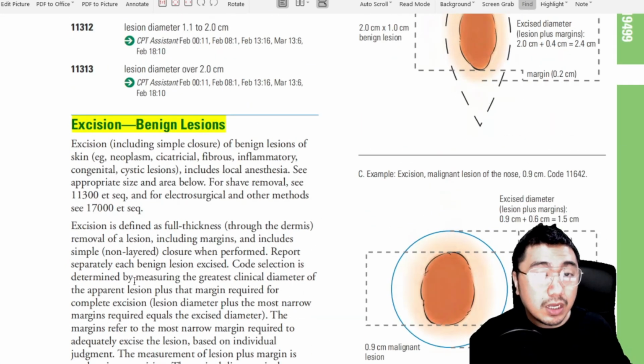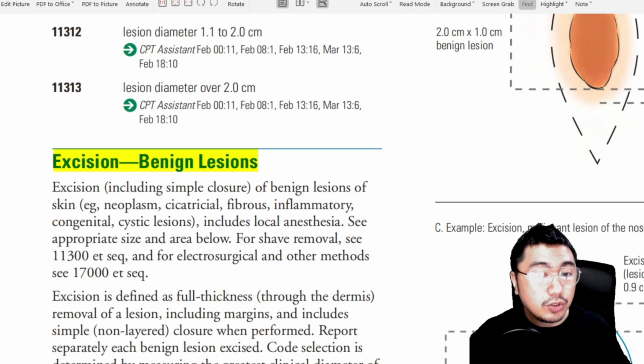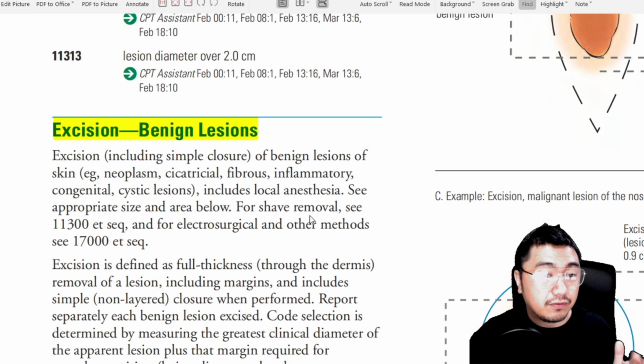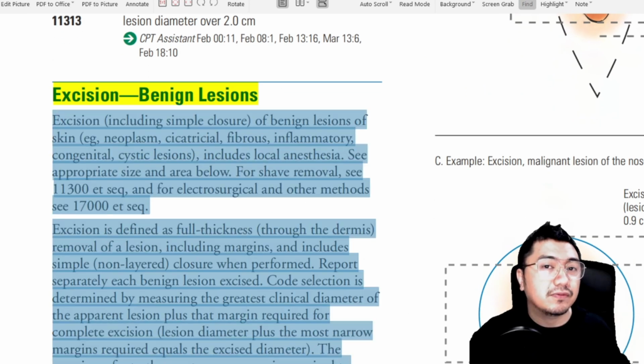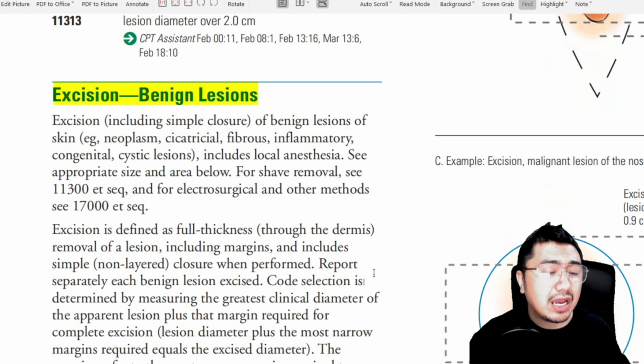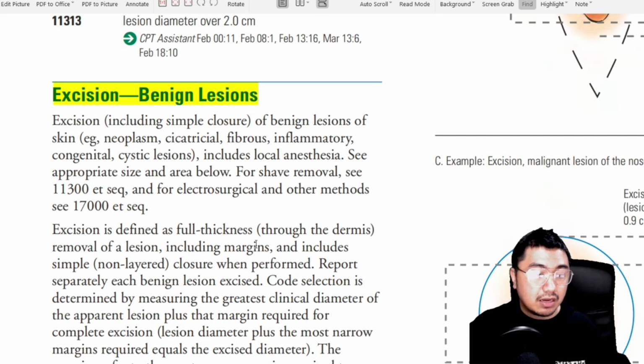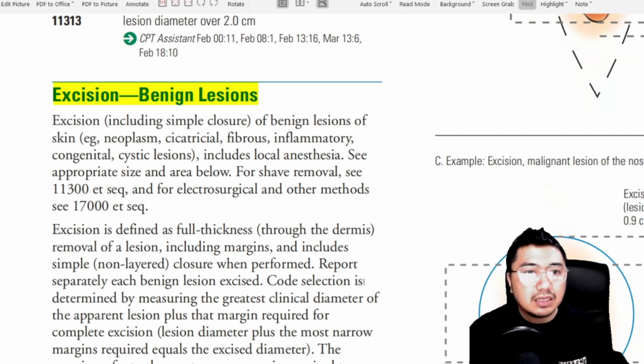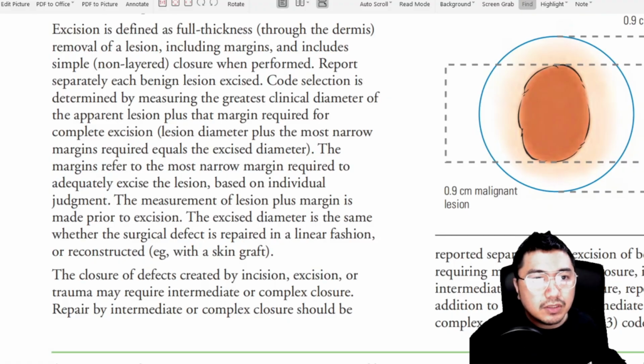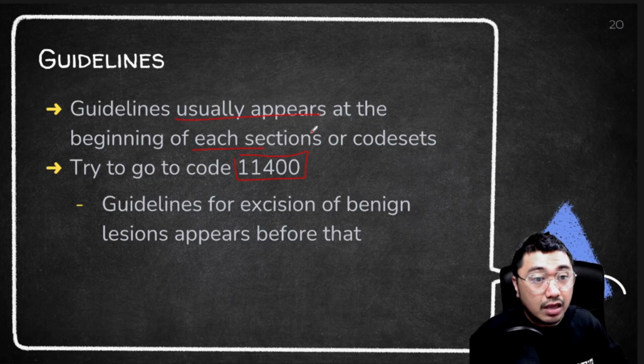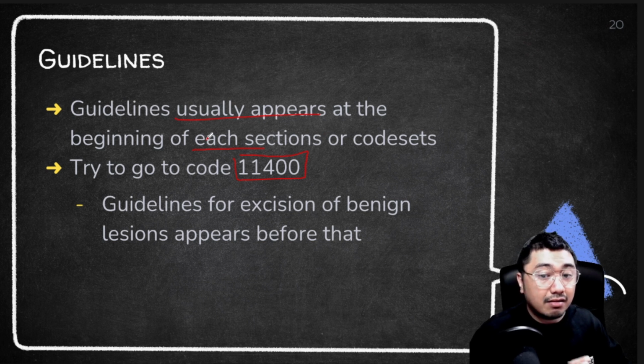If you want to read about those groups of codes, what they are for and what guidelines I need to apply, you might want to take a look at the paragraph information here. Read all of this if you have time, but only highlight what's important, in case you need it at the time of the exam. So that's it for the excision of benign lesions guideline itself. Guidelines are located at the beginning of each section, but some guidelines appear in the parenthetical notes. So please check those.